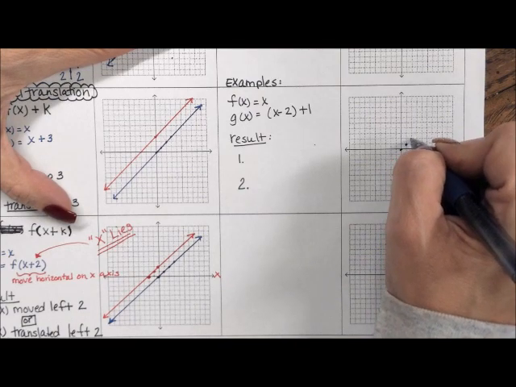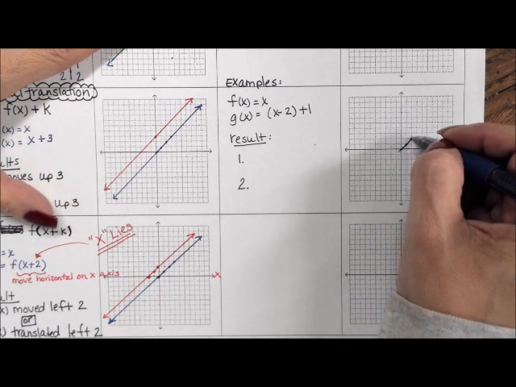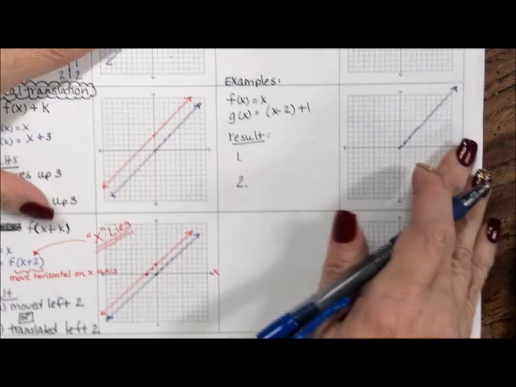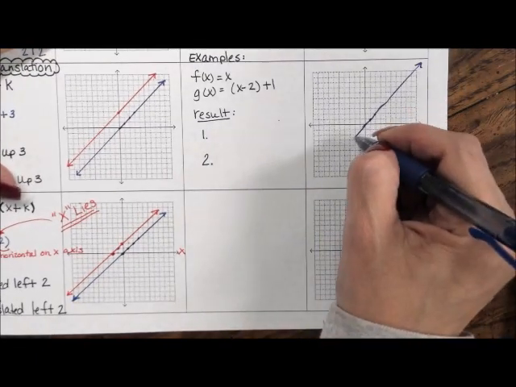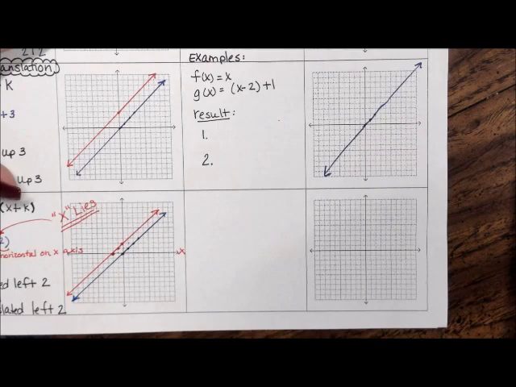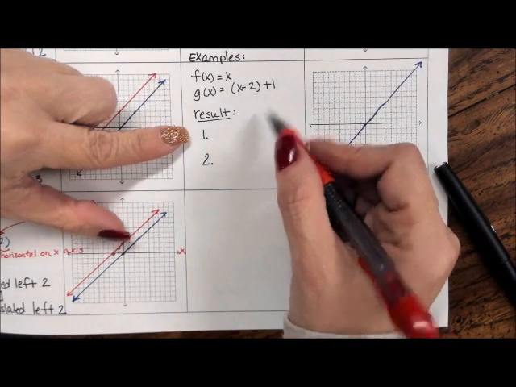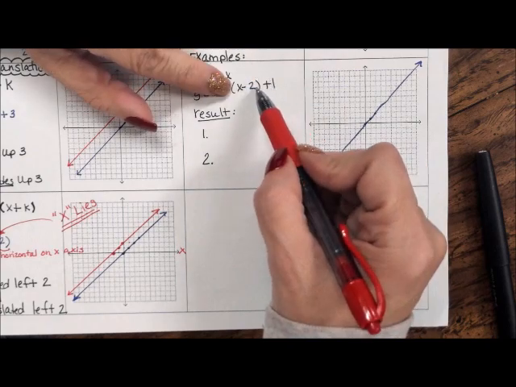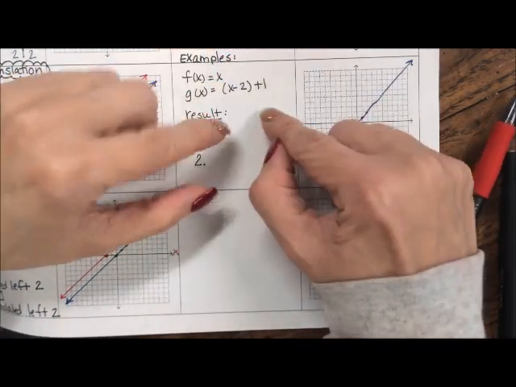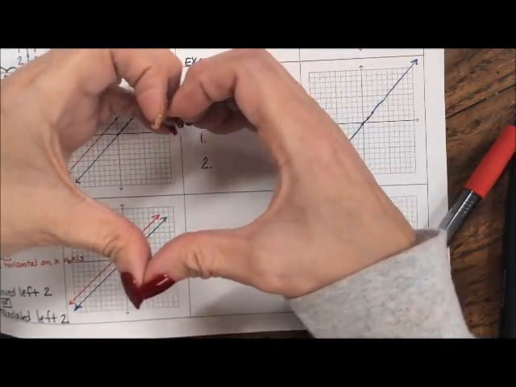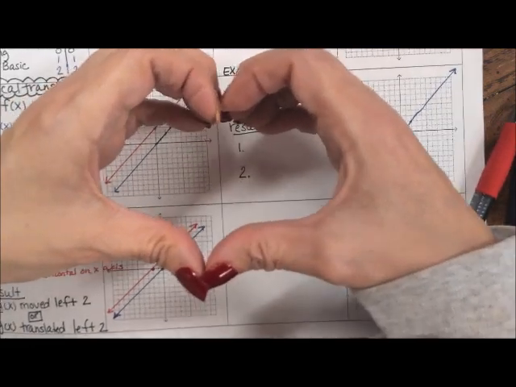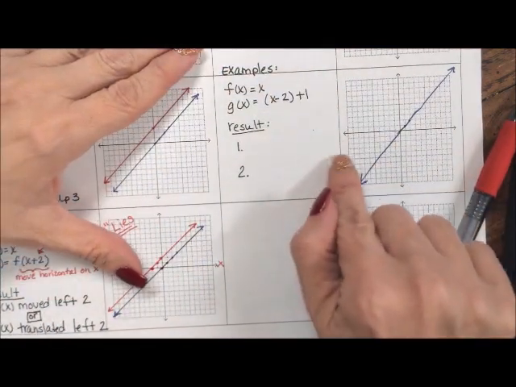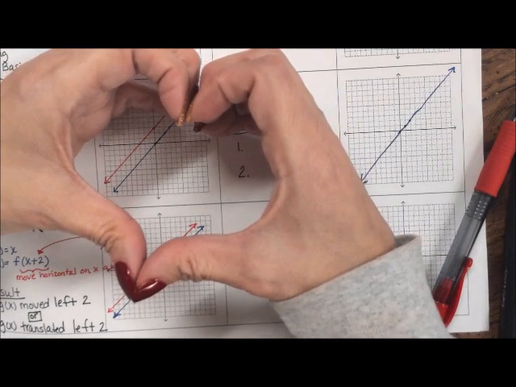0, 0, 1, 1, 2, 2, and so on. That is my parent function. Now, let's talk about this. Without graphing it, let's look at it. I know that when you're in that relationship with the parentheses, that means you're moving with the x. That's a horizontal movement on the x-axis. Oh, but x, he's a liar.